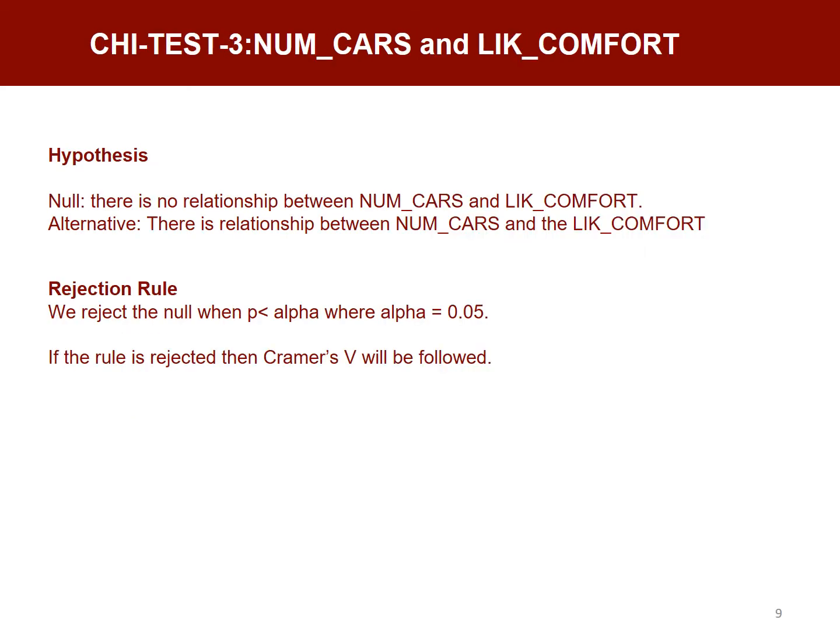In chi-test number 3, the hypothesis states the null: there is no relationship between number of cards and comfort. The alternative is there is a relationship between the number of cards and comfort. The rejection rule: we reject the null when the p-value is less than alpha, where alpha again is equal to 0.05. If the null is rejected, then Cramer's V will follow.